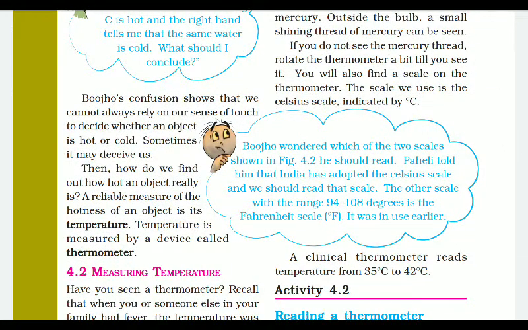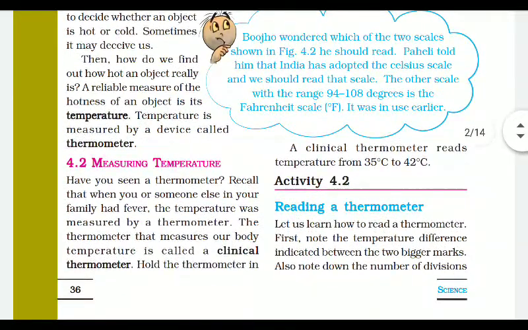For a reliable measure we use temperature. The hotness or coldness of any object is called temperature, and this temperature is measured by a device called a thermometer. Have you ever seen a thermometer? Obviously it is used by doctors. Anyone who has a fever has their temperature measured by a thermometer. The thermometer that measures our body temperature is called a clinical thermometer.